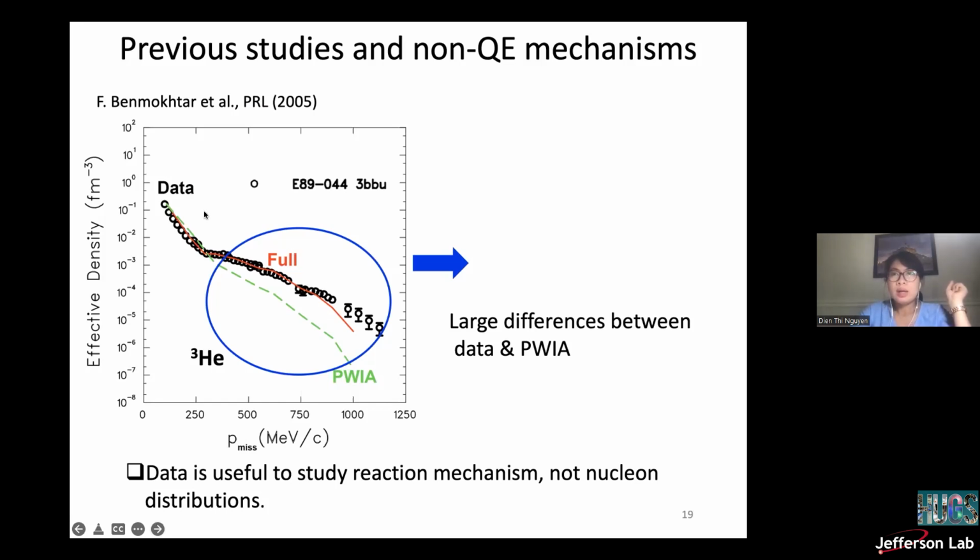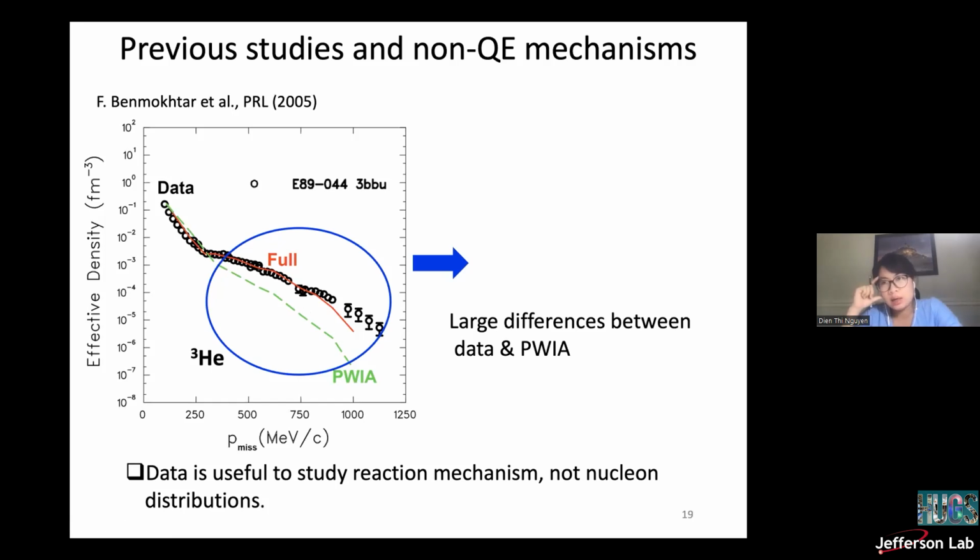Okay. Yeah. So this is the data we measure, and this is the prediction from the plane wave approximation. So what you are seeing here is that there is a big difference, a lot of difference, between the data and the plane wave approximation.